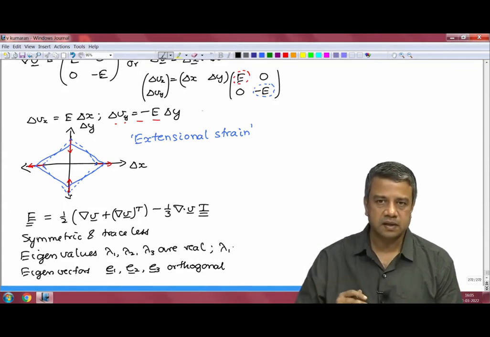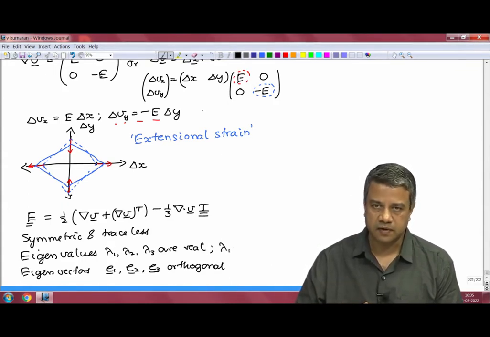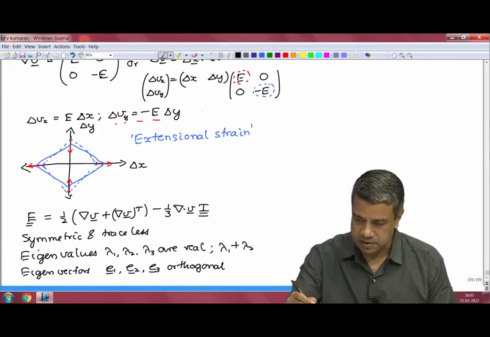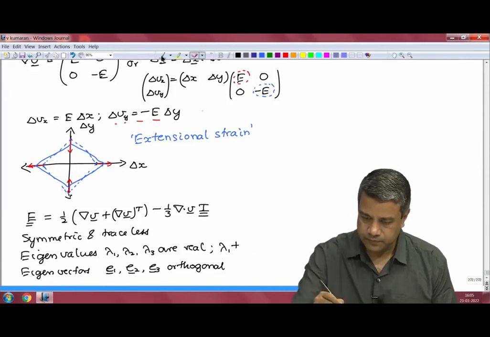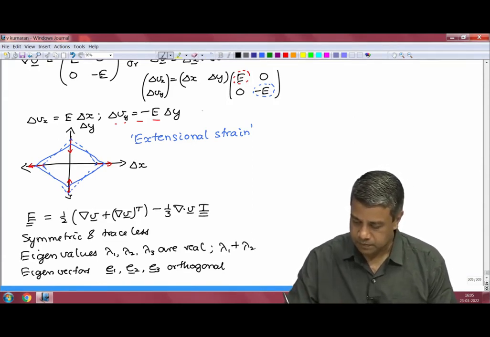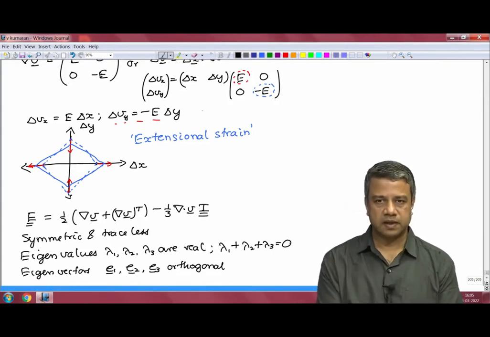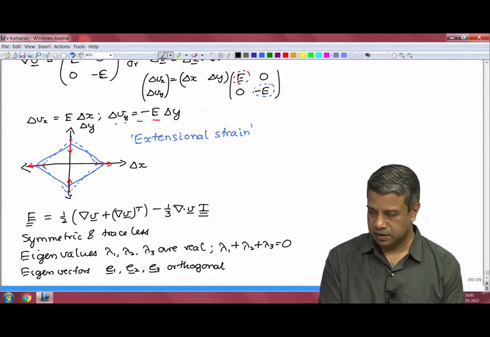of the diagonal elements has to be equal to the sum of the eigenvalues. The sum of the diagonal elements is 0, therefore lambda 1 plus lambda 2 plus lambda 3 equals 0. The sum of the eigenvalues has to be equal to 0.